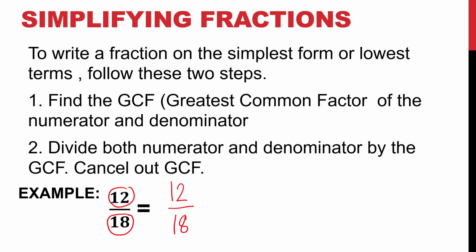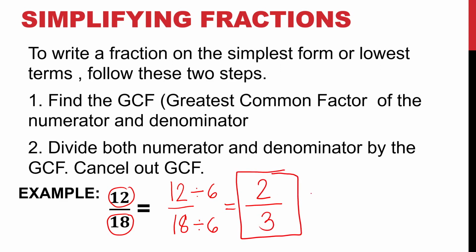6. Okay, I agree with you. Sir, the greatest number that can divide 12 and 18 is the number 6. So I divide both numerator and denominator by 6. What is 12 divided by 6? 2, sir. What about the denominator? 18 divided by 6? 3. Okay, there you go. This is the simplest form.